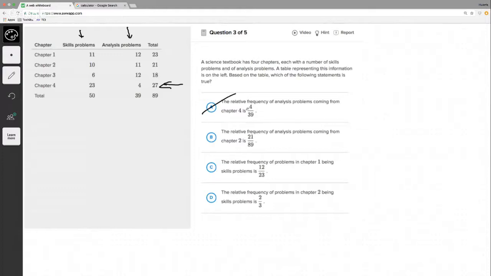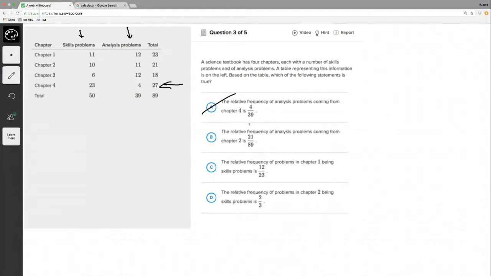So we're going to knock off 4 over 39. I don't think that's right. Relative frequency of analysis problems is 21 over 89. Where's my analysis? I see. Wait, let me back up here. So the relative frequency of analysis problems coming from chapter 4.